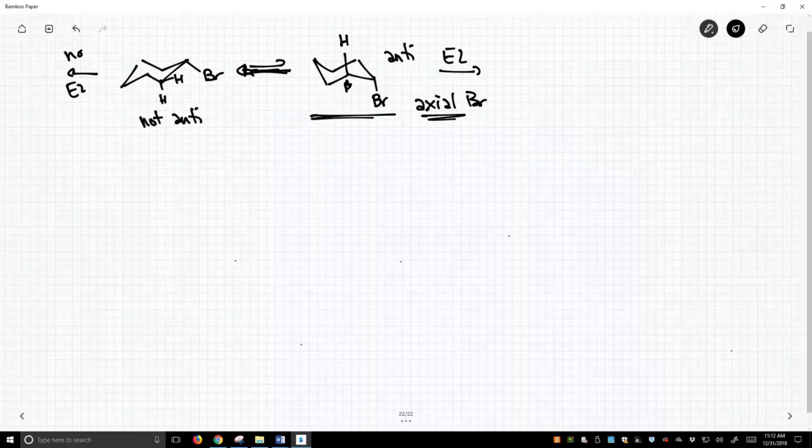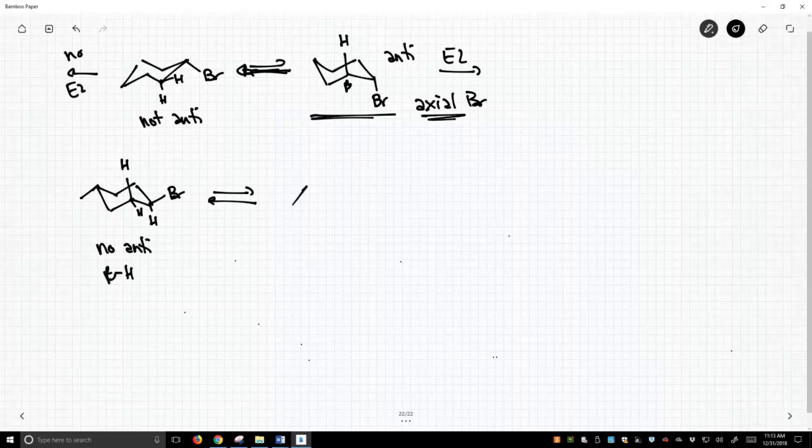Okay, now let's take this a step further. Let's look at another structure. This bromide is barely different. All we do is add a methyl group. Now, if we want to do an E2 on this, we're going to have a difficult time, because if we look at the beta hydrogens, the beta hydrogens are not anti. So there's no anti beta hydrogen.